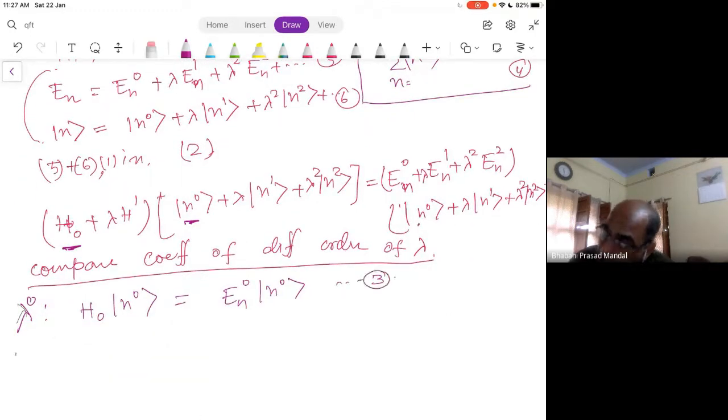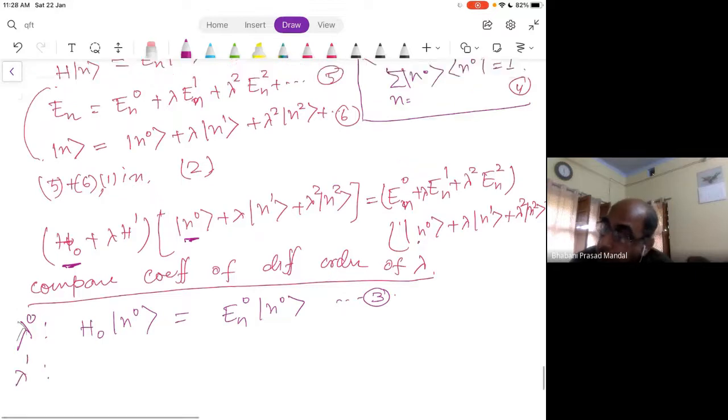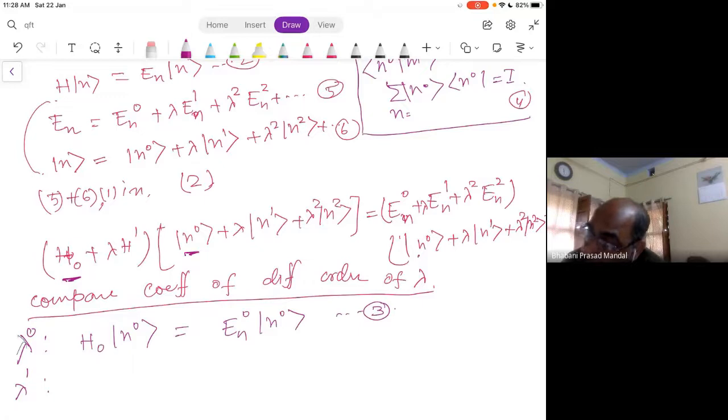Let me write again. Now lambda to the power 1. From where will it come? It will come from this term and this term. So let me write H'N0 and H0 N1. This has no lambda, this has 1 lambda. No other lambda to the power 1 term, because this term with this term will be lambda square, and this term with this term will be lambda cube, and this term with this term will be lambda square. So no other term.